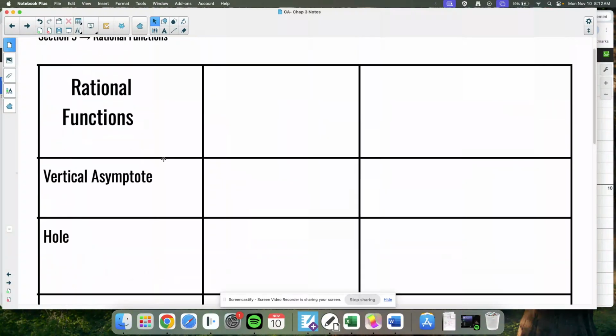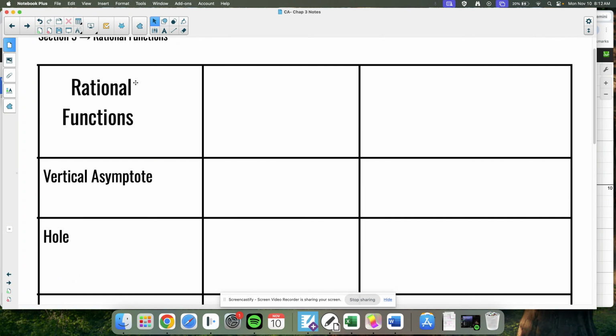Non-fancy definition of it is a rational function. What is a rational function? Someone read the fancy definition. A function that has a ratio of two polynomials. Perfect. A ratio of two polynomials. What is a ratio?